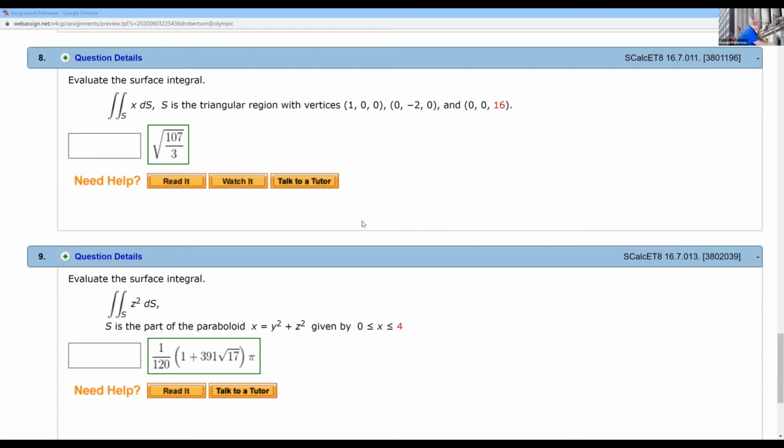We're doing a surface integral of something very simple, x. And S is a triangular region which goes from 1, 0, 0. Then it goes 0, negative 2, 0. And then it goes finally 0, 0, 16.